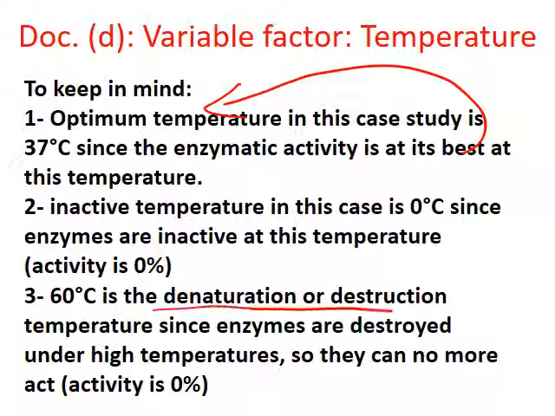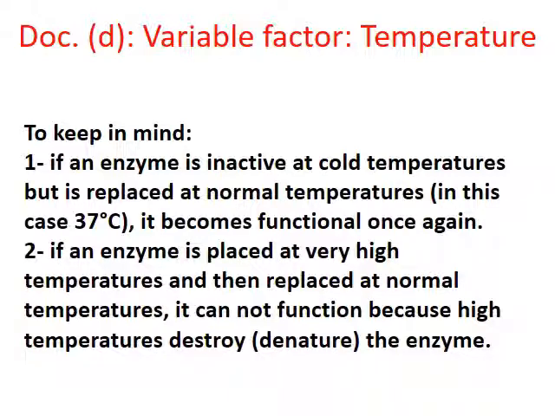60 degrees is the denaturation or the destruction temperature. Since enzymes are destroyed under high temperature, they can no more act. The activity is going to be 0, even though we return them to the normal temperature, which is 37 degrees Celsius. You have to study here the table of digestion in organs. Every enzyme, on which substrate it acts, at which pH, at which temperature. If an enzyme is inactive at cold temperature, but is replaced at normal temperature, which is 37 degrees Celsius in this case, in the human body, it becomes functional again.